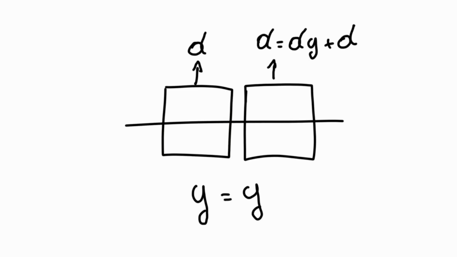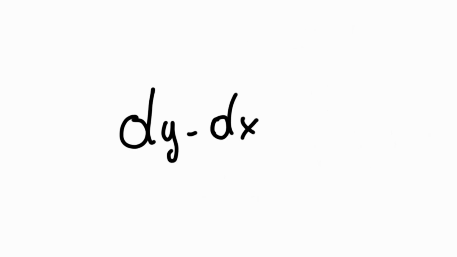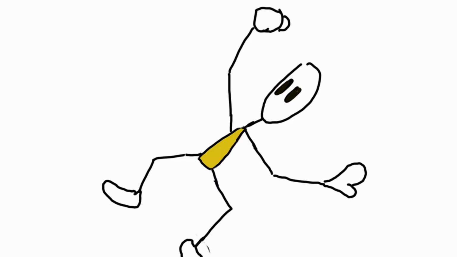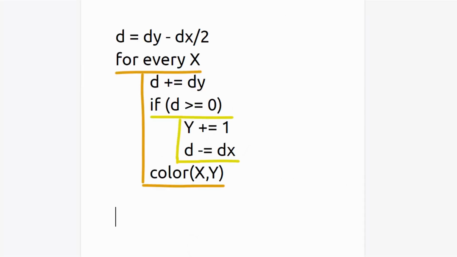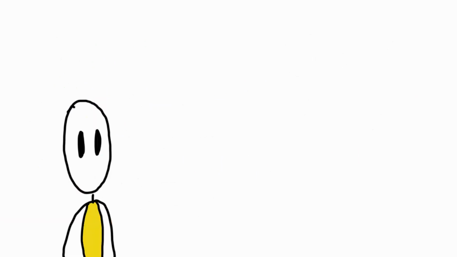Because now we do 3 additions for each pixel. Because if we calculated a pixel and our y didn't change, our next d will be d plus dy. If the pixel did change, our next d will be d plus dy minus dx. If we calculate dy minus dx beforehand, that is again 1 addition less. Yay, that's even less calculations. Now Bresenham writes it like this, because it's less code. But essentially they do the same. So, is this a good algorithm? Yes, it has only a few calculations, no conversion. Yay, we did it!